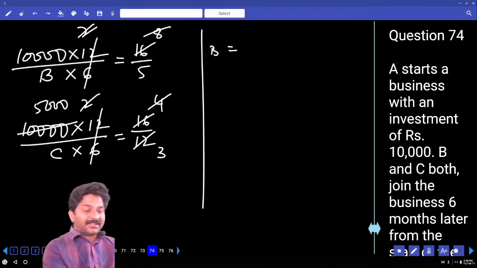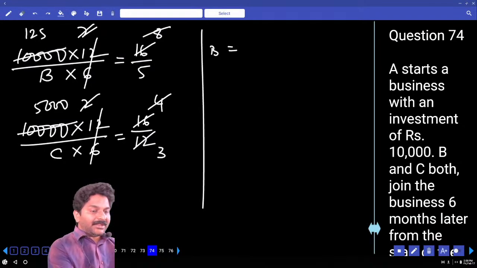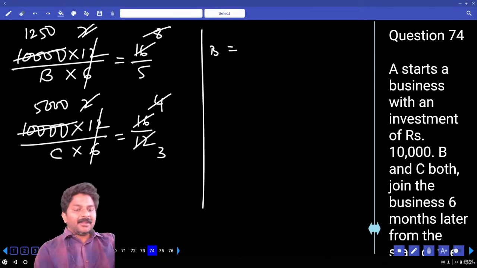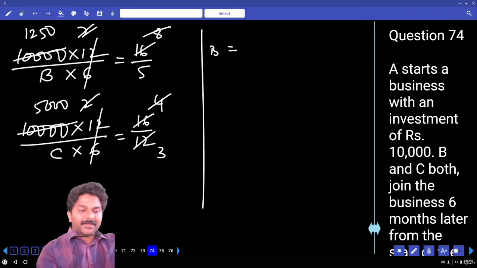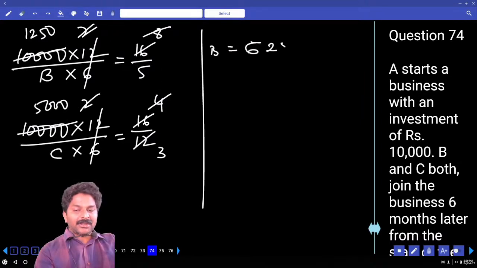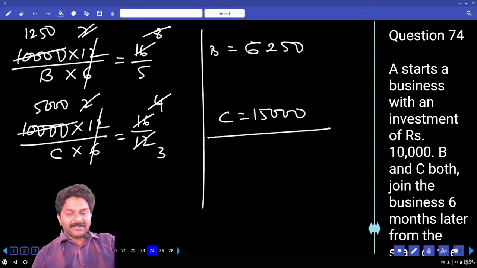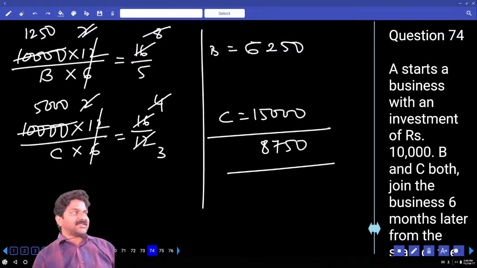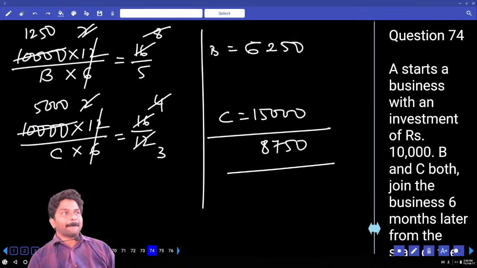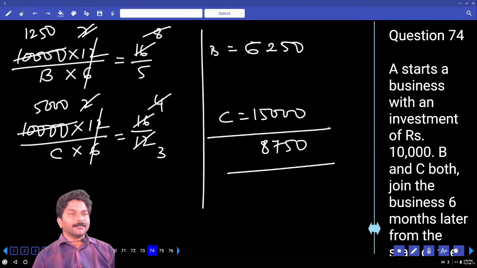10,000 cancellation with 8, that is 1250. Denominator 5 we have 6,250. C is equal to 15,000. We were asked to calculate difference. 8750 is the difference. Done?